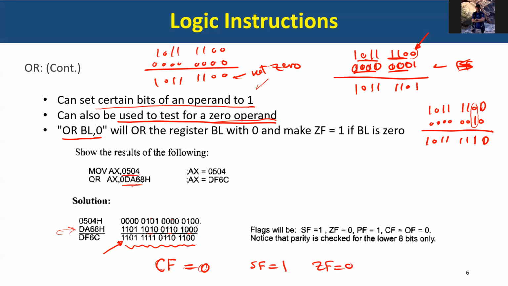For the parity, remember, we always look at the least significant 8 bits, not the whole result. In this case, this is the least significant 8 bits, and we have 4 ones. That's an even number of ones, so the parity flag will be, okay, guys?